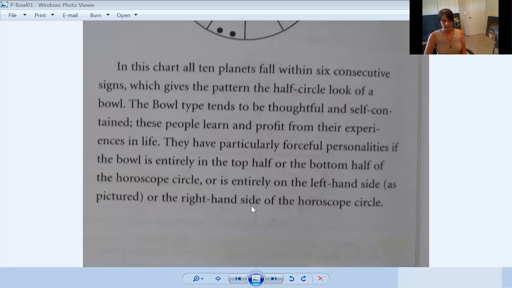All right, if all 10 planets fall within 6 consecutive signs, this is what gives the chart the half circle look of a bowl. The bowl type tends to be thoughtful and self-contained. These people learn and profit from their experiences in life. They have particularly forceful personalities if the bowl is entirely in the top half or the bottom half of the horoscope circle, or it is entirely on the left side or on the right side. And we'll talk about those in particular. If it's all in the top part of the chart, it's going to be totally different than if it's all in the bottom or left or right. And they all have significance. We'll get into that, but I want to just point these out to you.